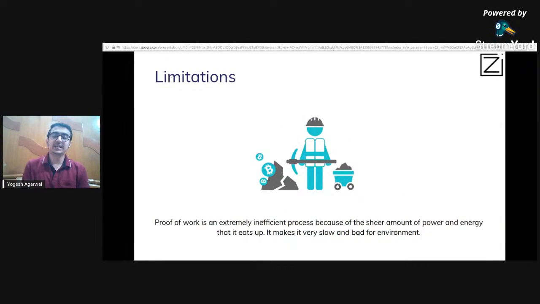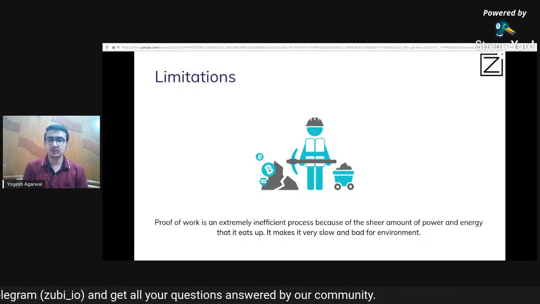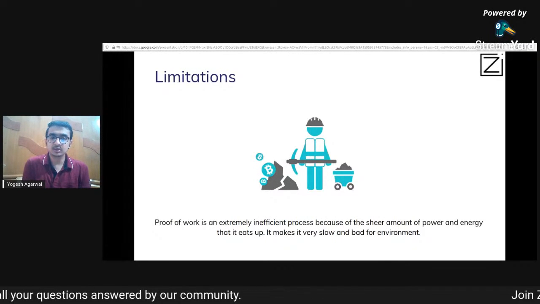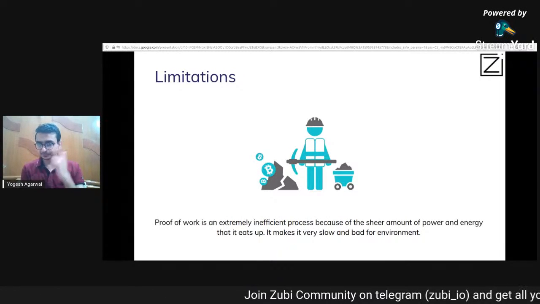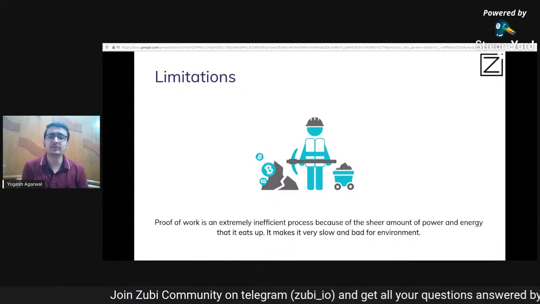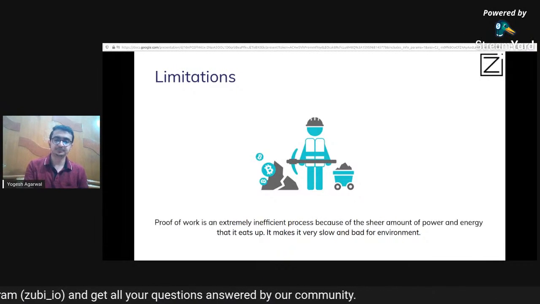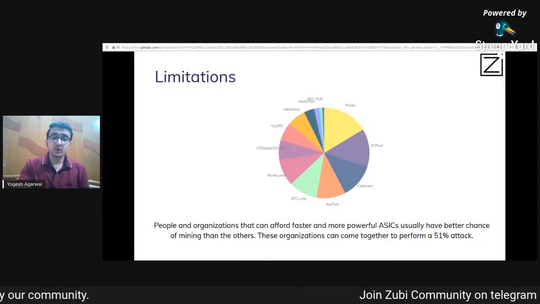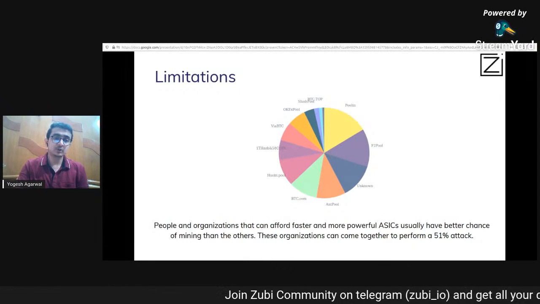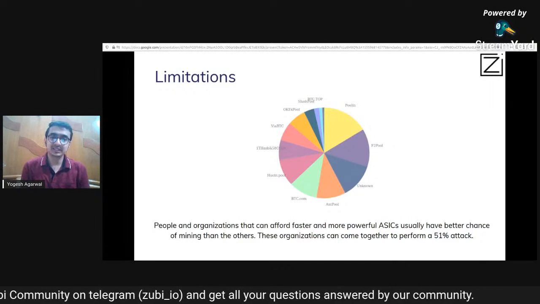Then come some of the limitations. As we have seen, it requires huge computation power. So it is one of the limitations of proof of work that it is very difficult to add a block because it requires huge power and energy. And since it requires a huge amount of electricity, it is bad for the environment, and it is quite slow also. Then what is happening is that people who have a lot of resources are able to manipulate the network.